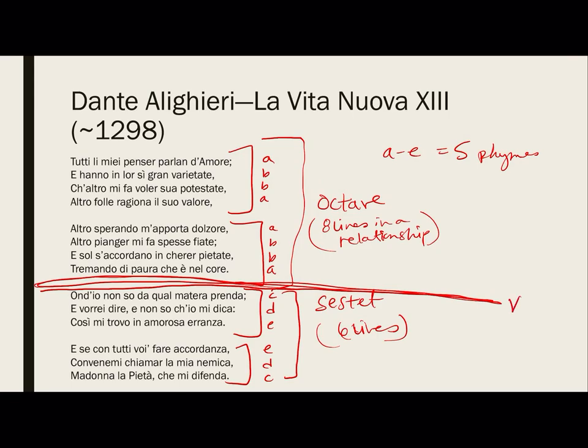Okay, the Italians called this a volta. A volta is a kind of dance that had jumps in it. And so a volta we would call a turn in the sonnet, all right? So you can see the rhyme scheme for this sonnet in Italian is ABBA, ABBA, CDE, EDC.